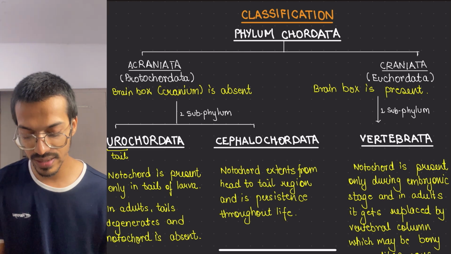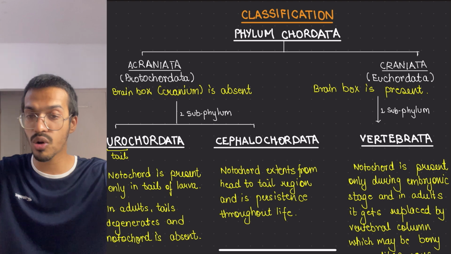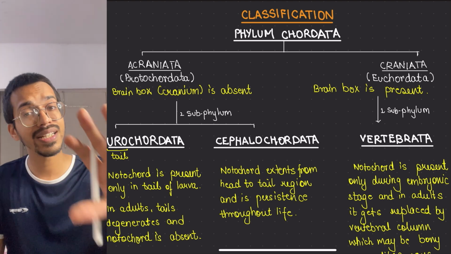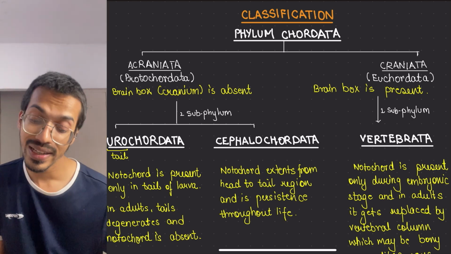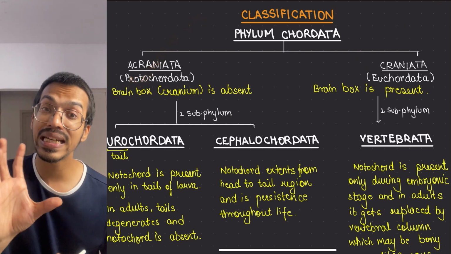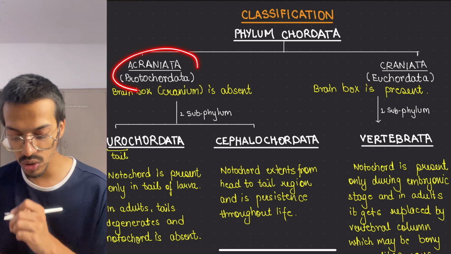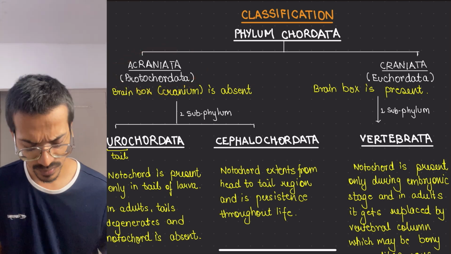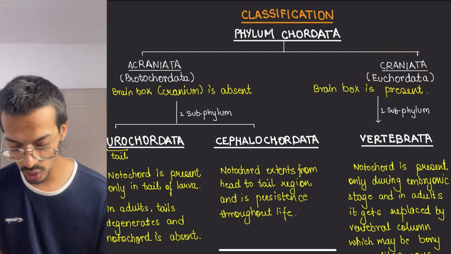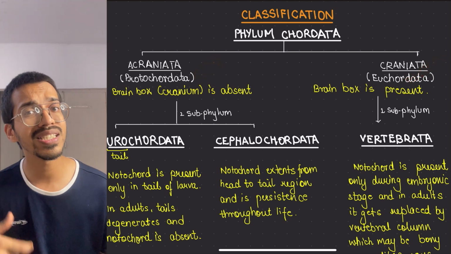Now we have divided the phylum Chordata into two on the basis of the presence of a cranium or not. The cranium is your brain box. If it is present in the organisms, we call them Craniata. Those which do not have it, we call Acraniata. So there are certain chordates which do not have a brain box, and there are certain which have it. They are also referred to as protochordates and euchordates. You know that eu means true chordates, proto means primitive chordates.